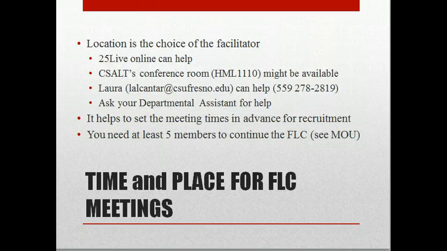In terms of setting the meetings, it probably helps to set the meeting times in advance. That way people who are looking at your FLC and who are interested in your FLC would be able to know whether they could make the meetings or not. Again, you need at least 5 members to continue the FLC.